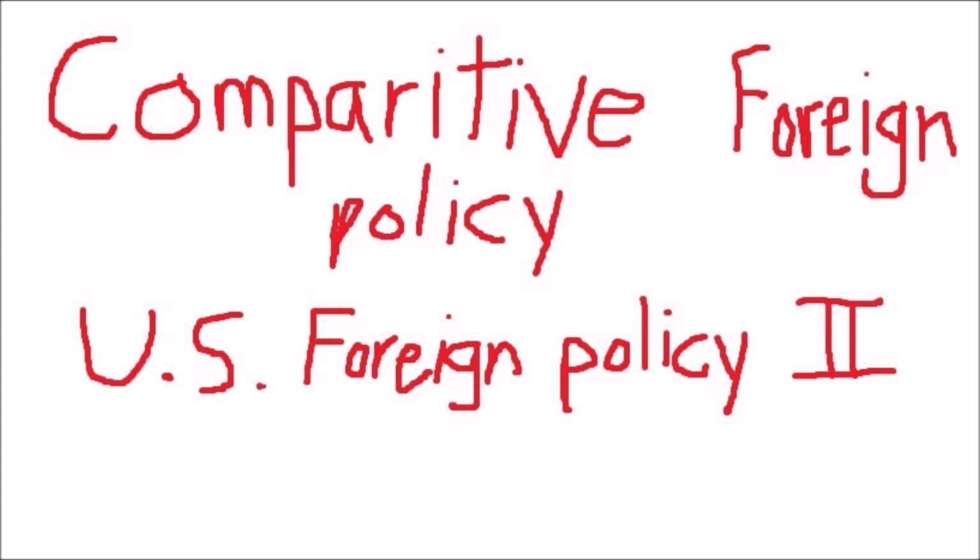The third branch is the judiciary. And the role of the judiciary is to protect the Constitution, in essence, to keep either the president or the Congress from doing things that are contrary to the Constitution.